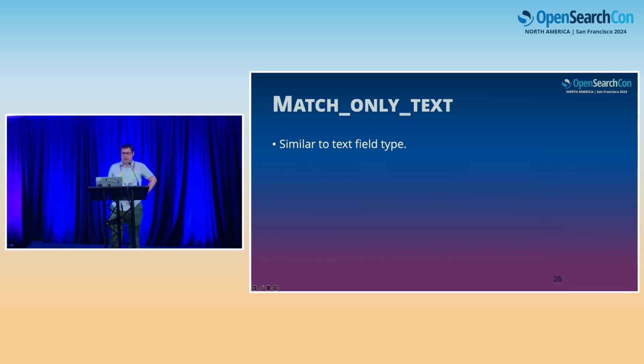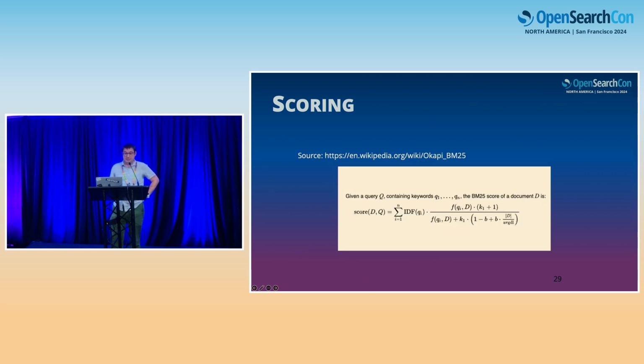What's that? It turns out that a match-only text field is very similar to text, except that, among other things, it doesn't store frequencies or what are called norms. Norm is really just a fancy way of saying document length. So why does this matter? Well, it matters for scoring. When you're doing text search, usually you want to surface the most relevant results. How do you define relevance? The way that Lucene does, and therefore OpenSearch does, is with the BM25 formula. I want you all to memorize this. There will be a quiz at the end.